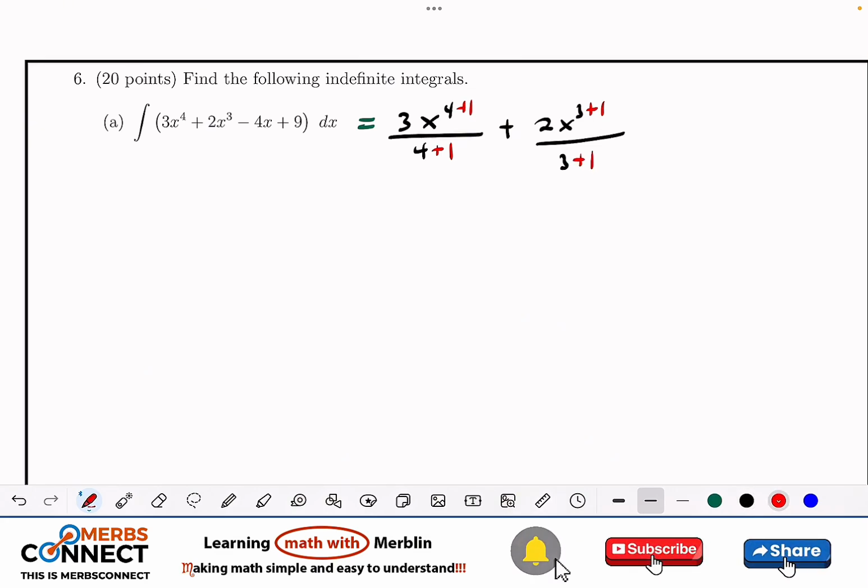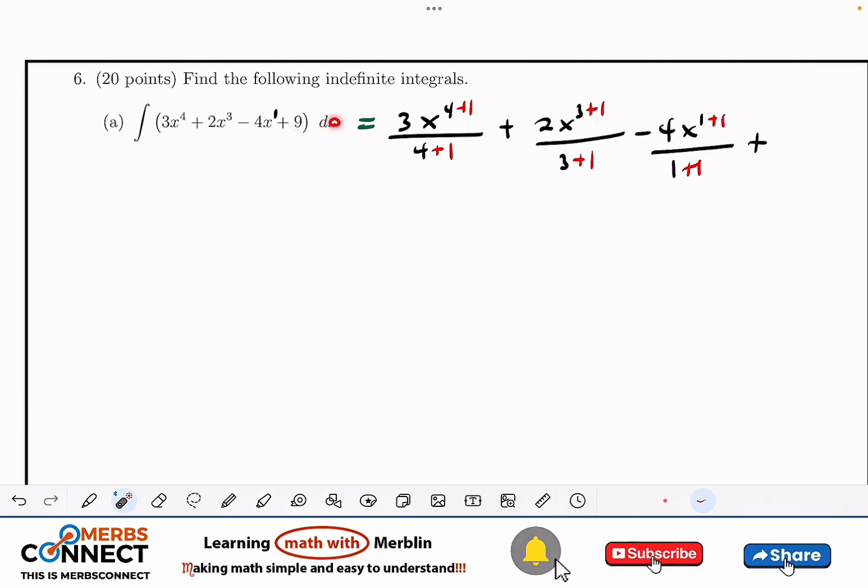I'm doing the plus 1 in red so that you will notice what I'm doing. So minus 4x, remember x is to the power 1. So I'm going to have 1 plus 1 divided by 1 plus 1. That's what's on the top there. Then plus, whenever I'm integrating a constant, I multiply by x, the variable I'm integrating with respect to. So I'm going to have 9x. This is indefinite, so I add plus c.